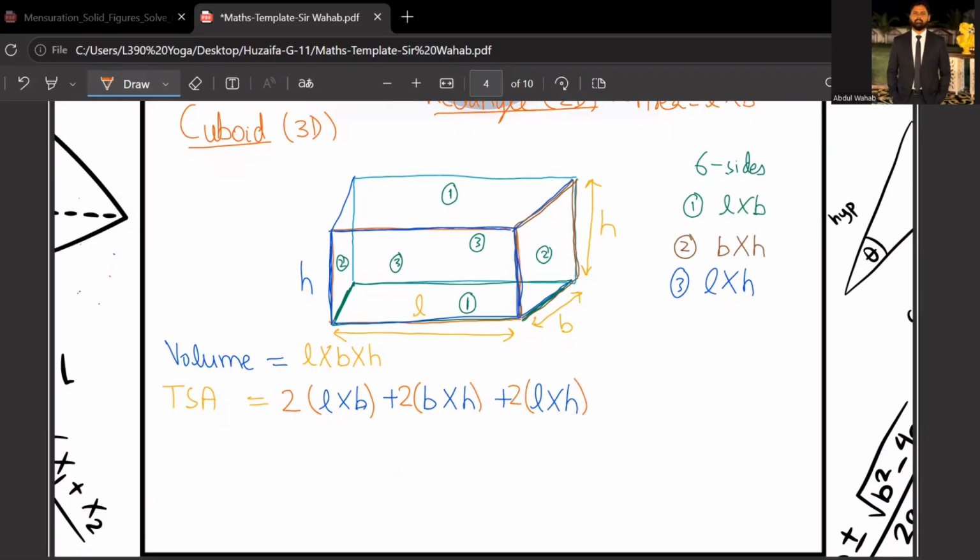You do not need to memorize LB into LH into BH. Different variables may be used. L into B, B into H, and L into H. All are different, and you need to multiply each with 2, 2, 2.